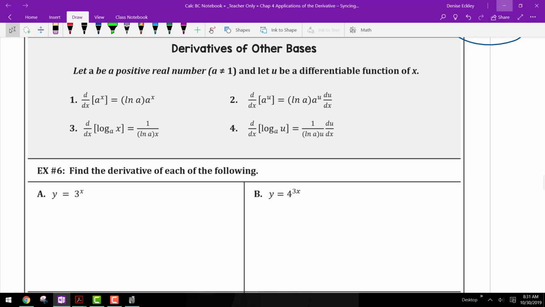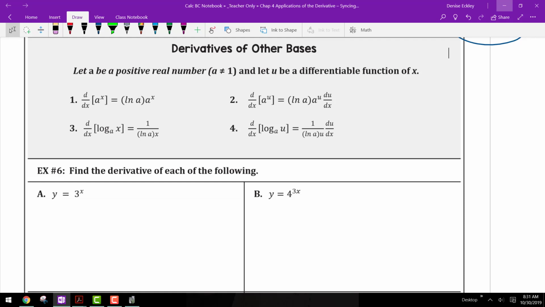So derivatives of other bases. The reason why these are presented here is because they're derived from using inverse functions. Now, there's no other way around this. You guys are just going to have to memorize these. And they can be a little confusing because they look a lot alike.